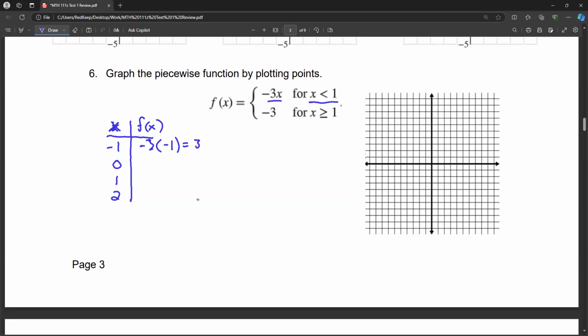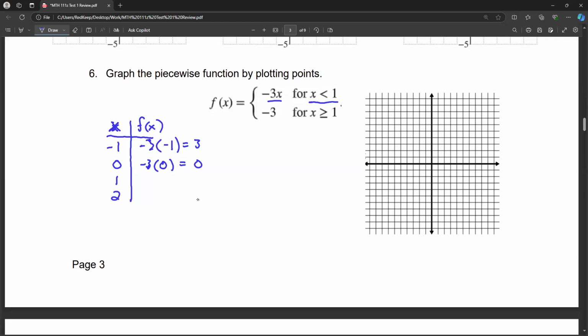Okay, so still on that same trend, I'm going to go ahead and look at the next x value of 0, which is, of course, less than 1. So I'm still using the same -3x function. And here, instead of x, I'm plugging in 0. We know that -3 times 0 is going to be equal 0. Perfect.